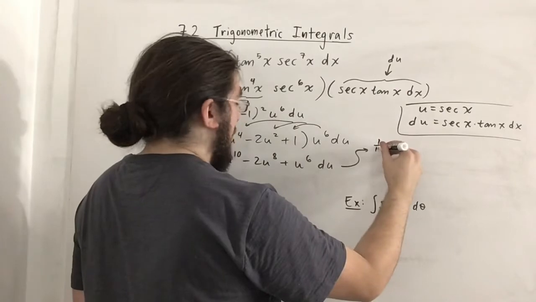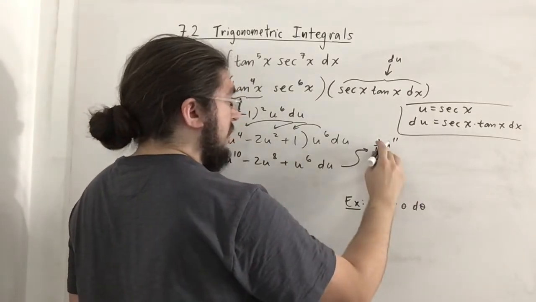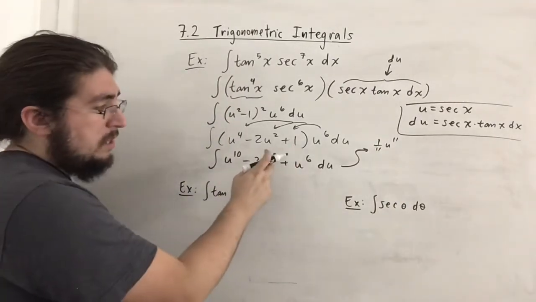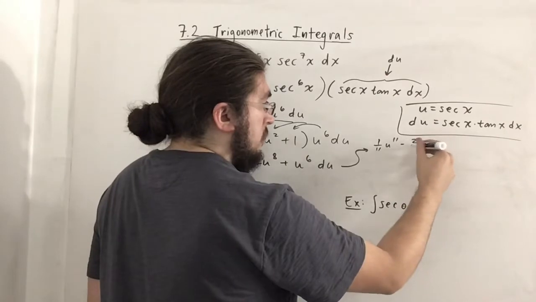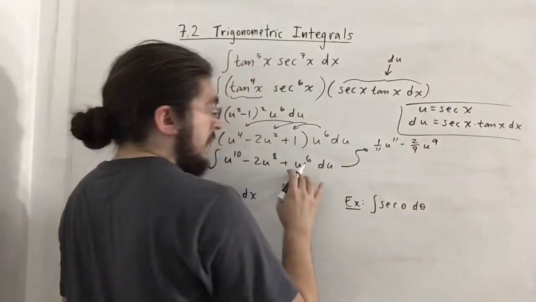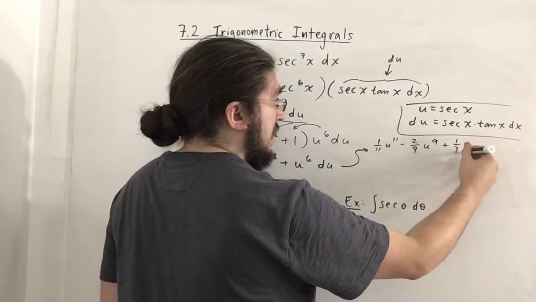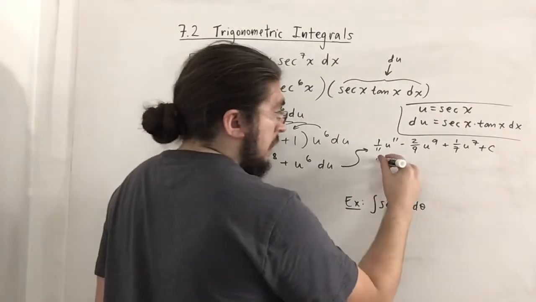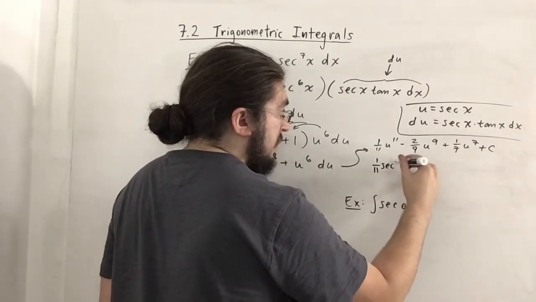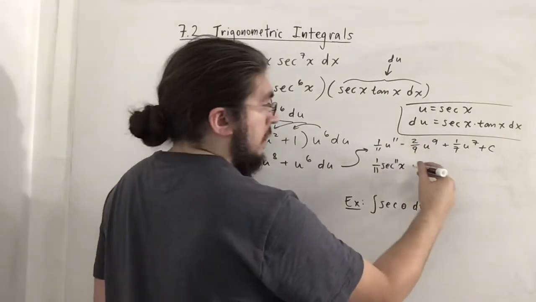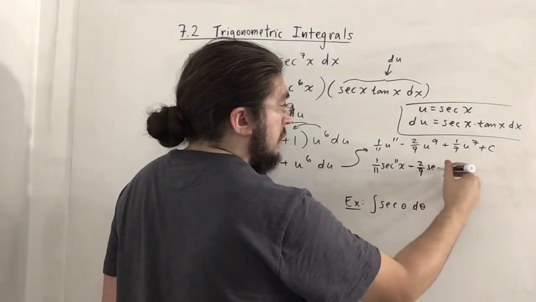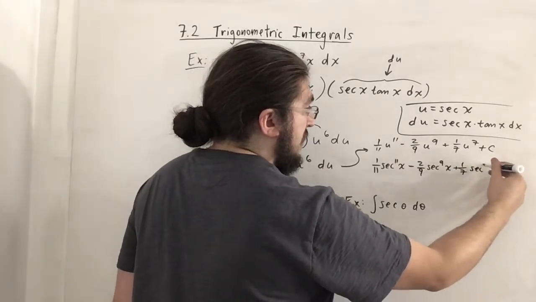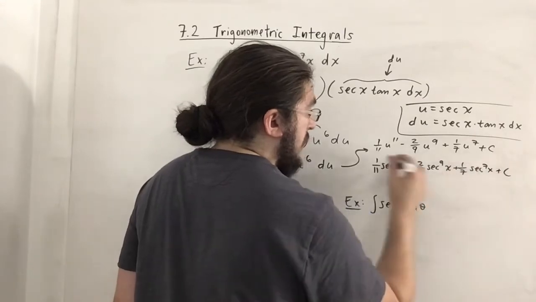So we'll have 1/11 u to the 11th, because you have to add 1 to the power. And then this is going to be 2 over 9, because if you add 1 to the power here, you get 9. So minus 2/9 u to the 9th. And then add 1 to this power, you get 7. So that's plus 1 over 7 u to the 7th plus c. Rewriting u as secant, we're basically done. We get 1 over 11 secant to the 11th of x, minus 2 over 9 secant to the 9th of x, and then plus 1 over 7 secant to the 7th of x, and then plus c.